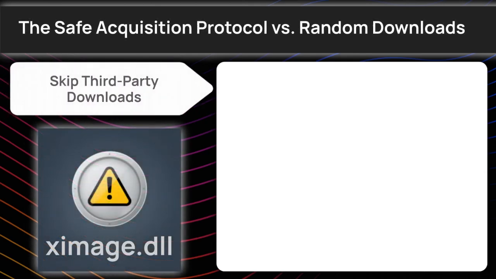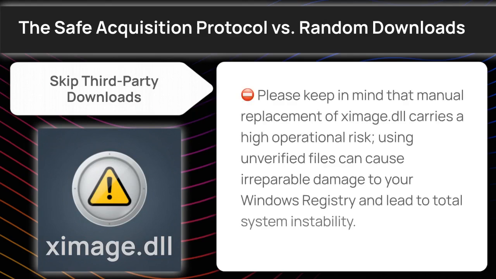Before you wrap up the repair, let's ensure you're following the safest path for your system. Technical warning: many online file mirrors provide versions of WTS-API32.DLL that are either corrupted or intentionally modified, putting your privacy at risk without resolving the underlying execution error.